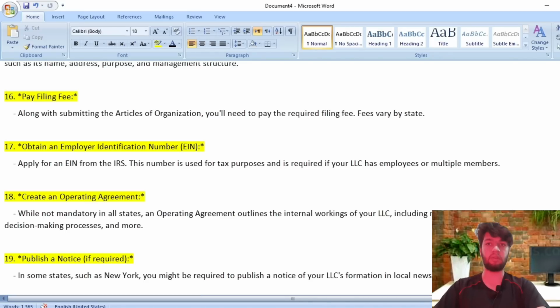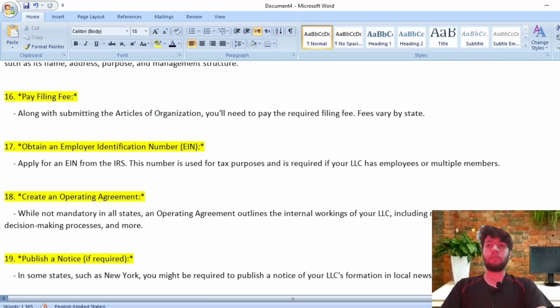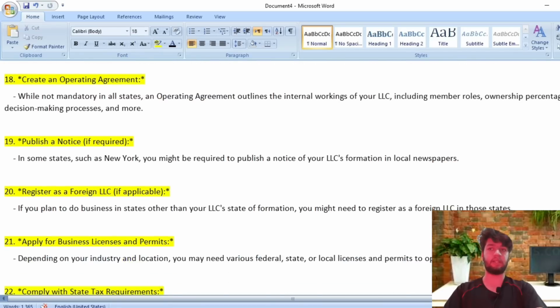Publish a notice if required. In some states, such as New York, you might be required to publish a notice of your LLC information in local newspapers. Register as a foreign LLC if applicable. If you plan to do business in a state other than your LLC's state of formation, you might need to register as a foreign LLC in those states.